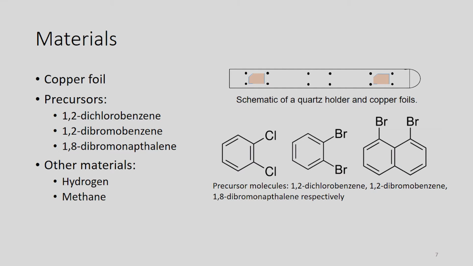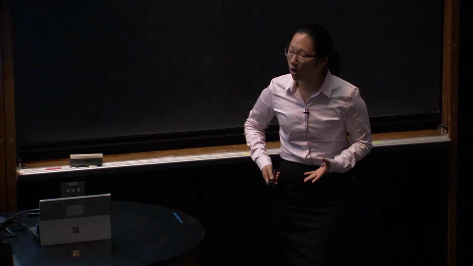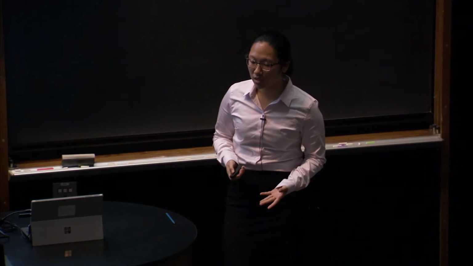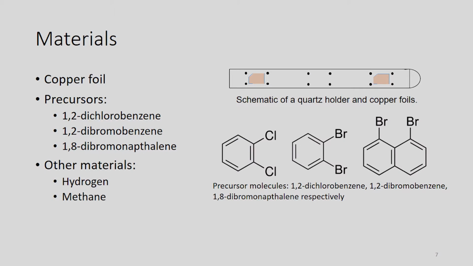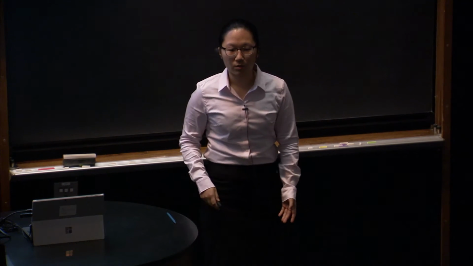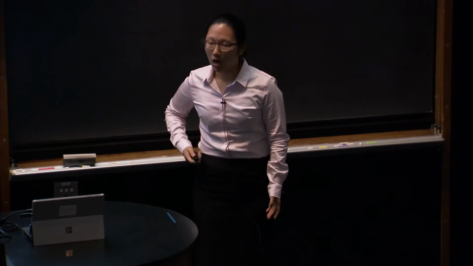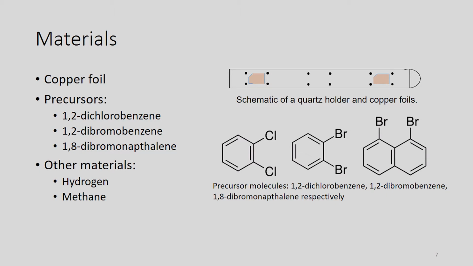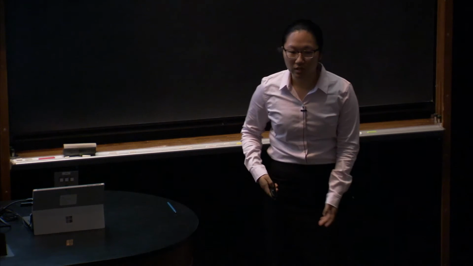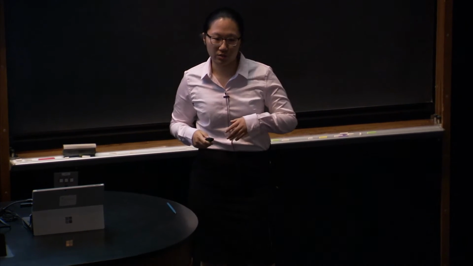So the materials used were copper foil as our substrate to grow the graphene nanoribbons on. Our precursors were 1,2-dichlorobenzene, 1,2-dibromobenzene, and 1,8-dibromonaphthalene. Their chemical figures are right here, left to right respectively. Some other materials used were hydrogen gas and methane gas. If you look at this schematic, it's of a quartz holder and some copper foils. If you look at it closely, we have the copper foil separated by one position. This is to reduce any contamination that occurs due to prior growth.